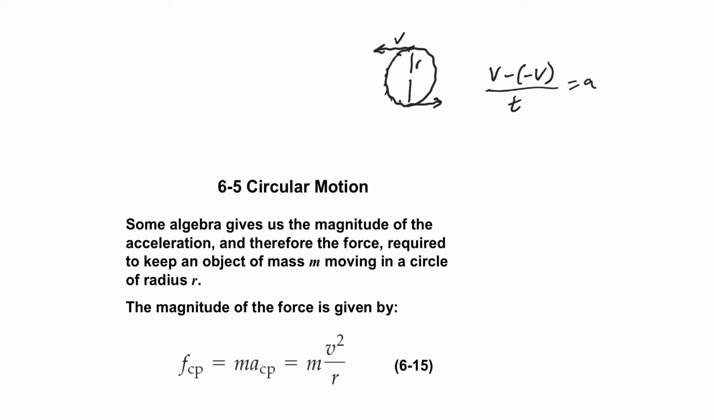That's called the acceleration. That's the change in velocity over time, right? So here's what we got. v minus a negative v is 2v over t. Okay, that's your acceleration.